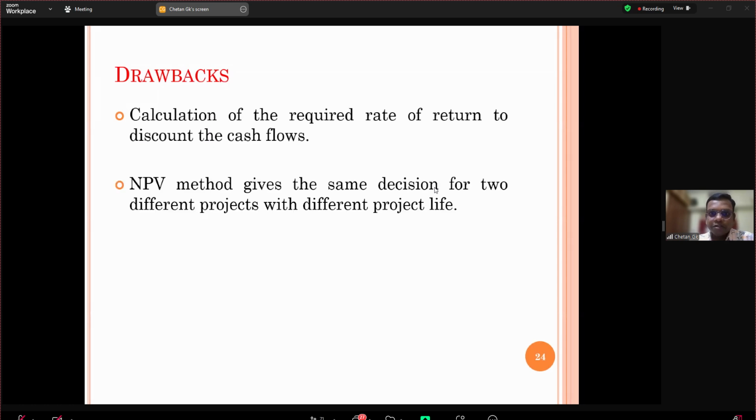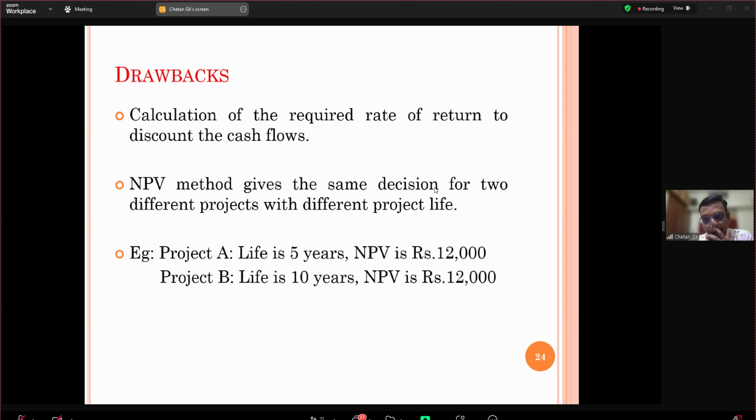The NPV method gives the same decision for two different projects with a different project life. Supposing that project A is, let's say, 5 years and project B is 10 years life, NPV for both projects is 12,000. Your common sense is saying that the 5-year project should be taken into consideration, right? Assuming that the cash outflow is the same. So that is how we should be taking it into consideration.